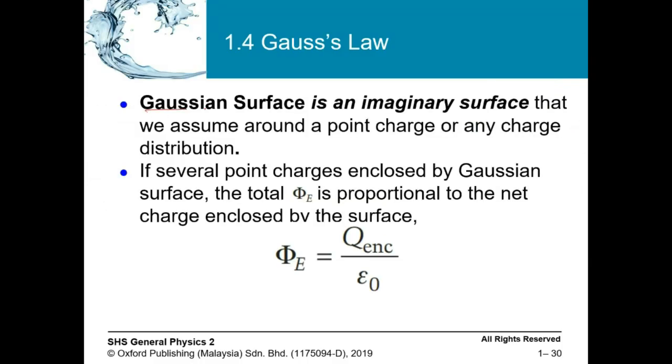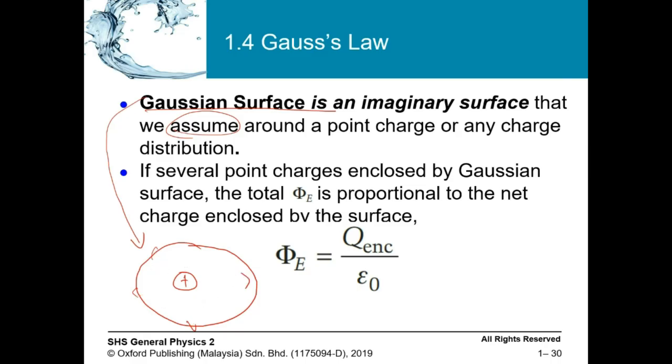So Gaussian surface is an imaginary surface that we assume around the point charge. So if I have a point charge, as you saw earlier, the surface that surrounds it, or the sphere that surrounds it, is actually our Gaussian surface. And that's just an imaginary surface. Why do we have to imagine? In order to calculate the net flux of our charge, right?